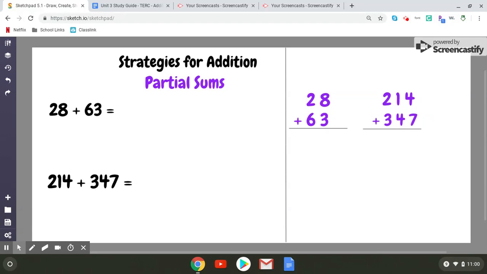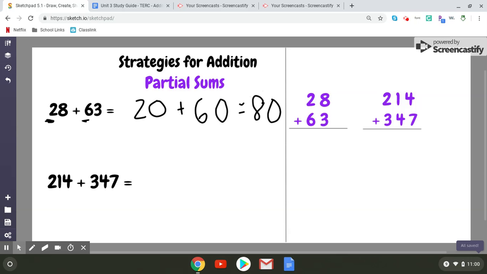So to add 28 plus 63 using partial sums, what they want to do is start with the largest place value that you have. So there's no hundreds here, so we're going to start with the tens. First, we'll take the 2 in 28. That 2 in 28 actually means 20. So we're going to write 20 plus the value of this 6 in 63, which is 60. So 20 plus 60 is 80.